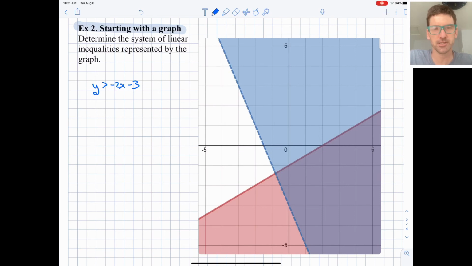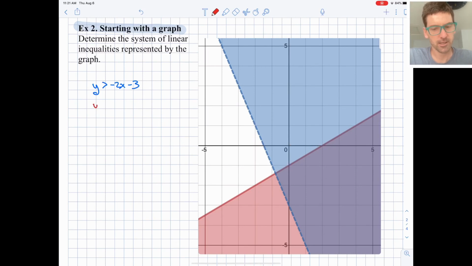We know that the origin is included in the shaded blue zone, so let's plug the origin into that inequality. Is 0 greater than negative 2 times 0 minus 3? It is. I chose greater than instead of greater than or equal to because it's a dotted line, a dashed line. Let's do the red one next. It looks like I have a y-intercept right here, and a slope of up 1 over 2. So I have a slope of a half.